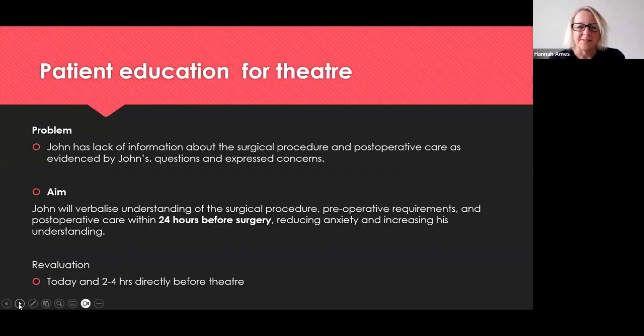So I'm going to go through patient education for theatre. Okay, this is a bit like a pre-operative preparation for theatre care plan, but I like to focus it a lot around education rather than that pre-operative checklist.